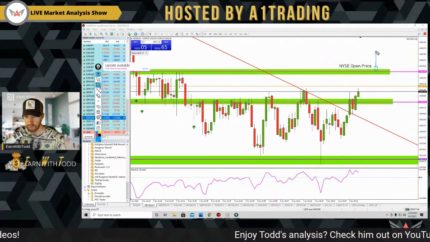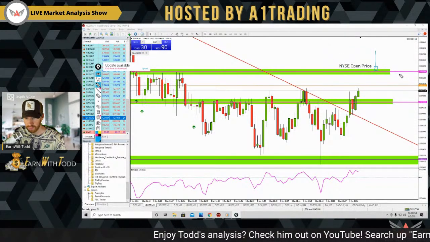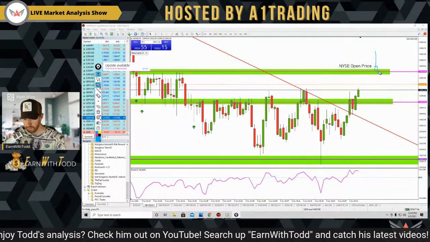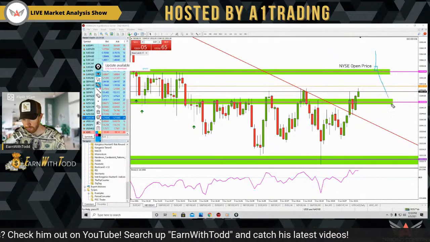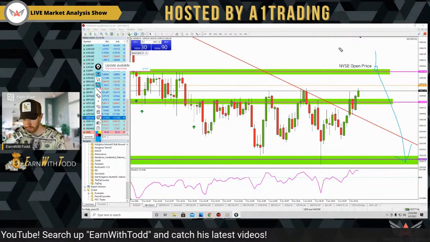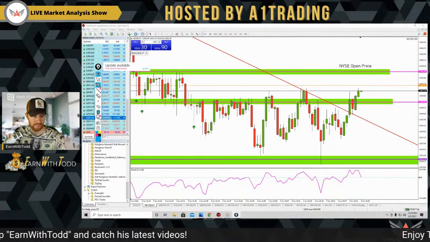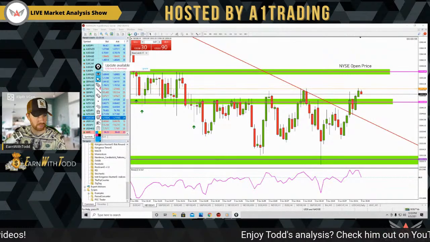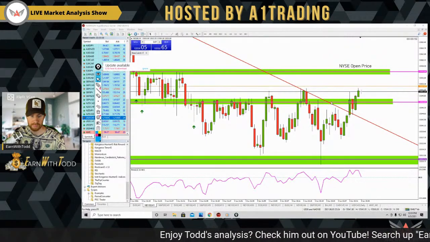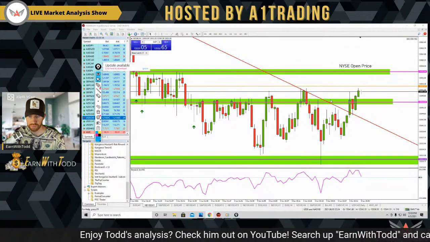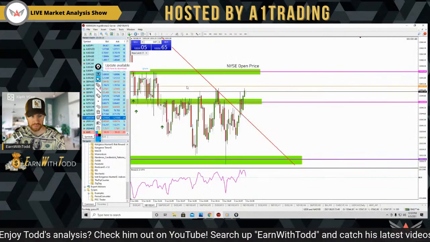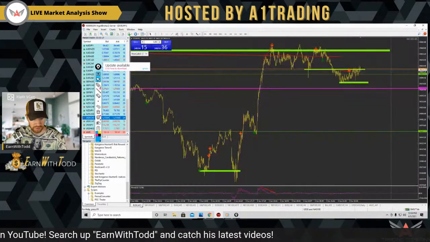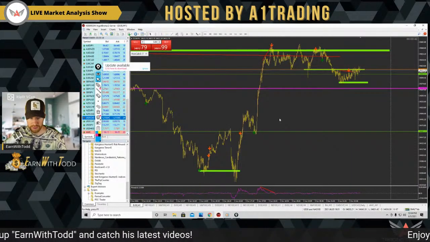I want to see a candle like this right on this zone. That would be pretty sweet. And then we could possibly take it down all the way. Has anybody taken any trades on NASDAQ and US 30 in the last 30 minutes? Let me know if you have.